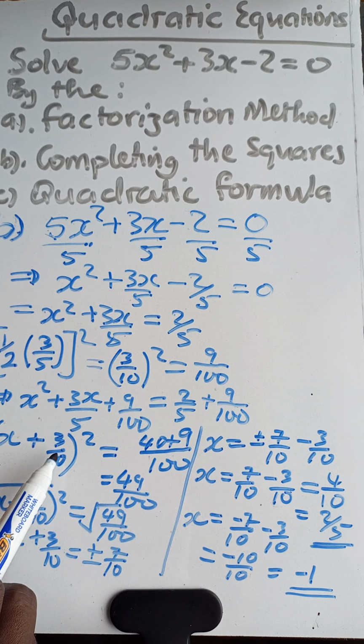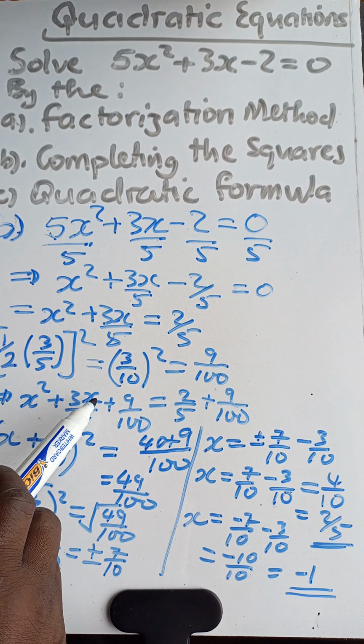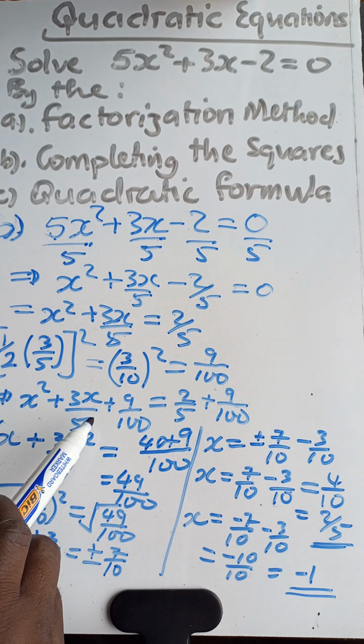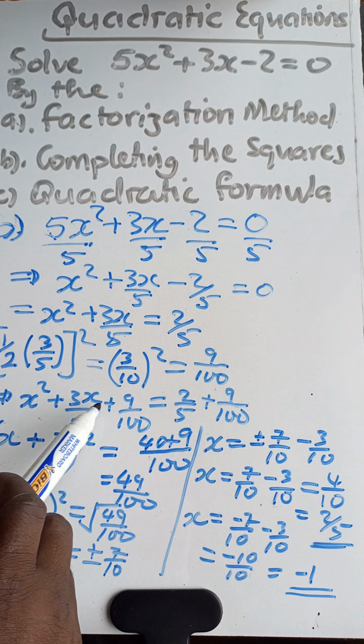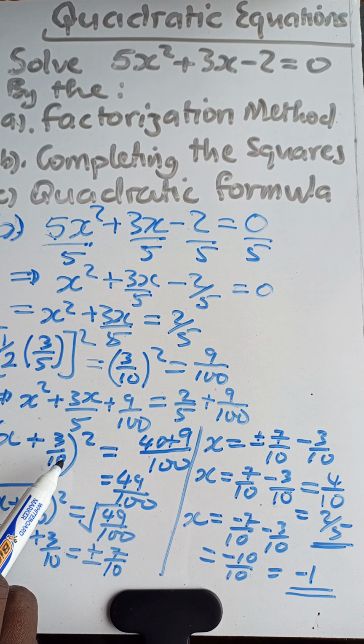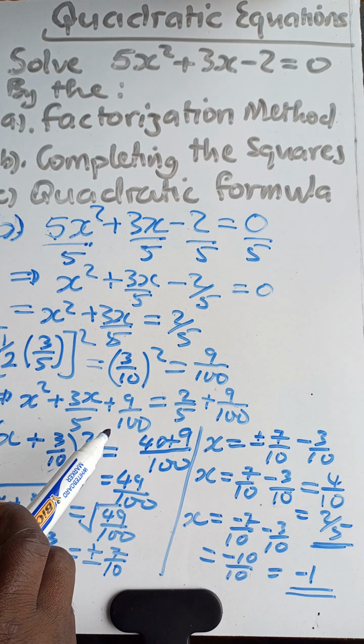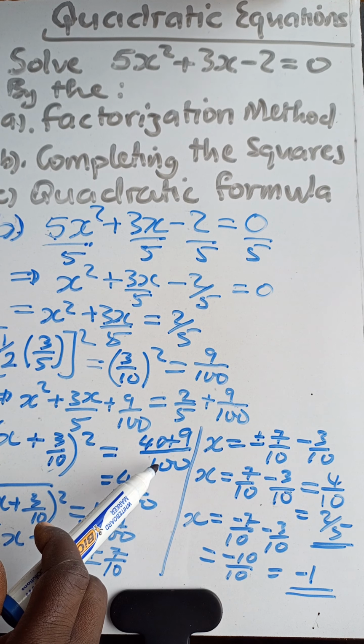If you want to check if it is true, you open out this bracket. Take x plus 3 all over 10 multiplied by itself. You're going to get back this expression. If you don't get back this expression, it means your analysis to move from this step to this step is wrong. So you have to reconsider what you did and do it perfectly well. Now we add up this fraction here, we get that.